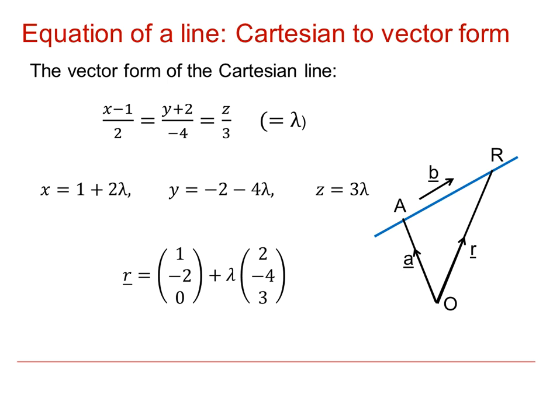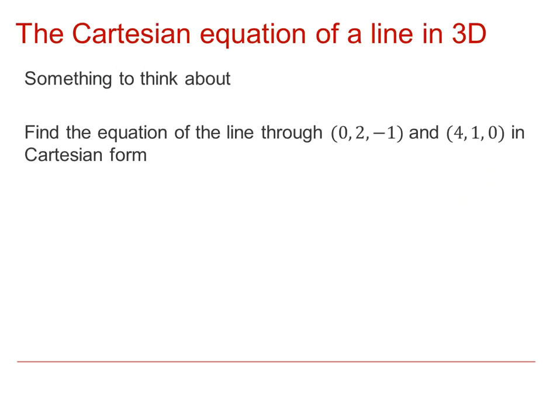Well, just as a parting shot, as it were, there's something for you to think about, which is how you would find the equation of a line through two points in Cartesian form in three dimensions. It's not one that I'm going to do, but perhaps you might want to try it. One method would be to write down the vector equation first, and then convert from that into Cartesian form by the methods we've just been looking at.